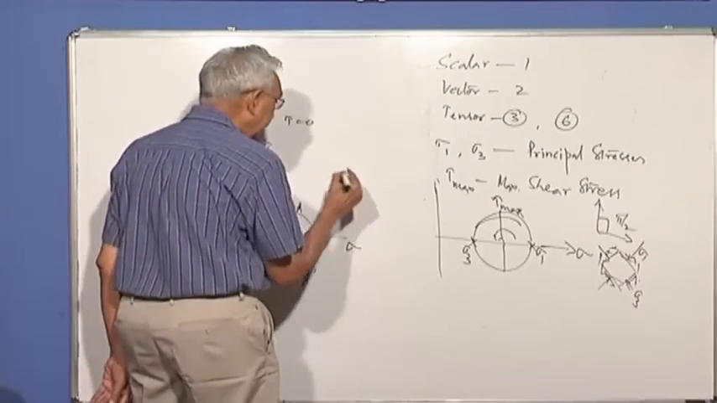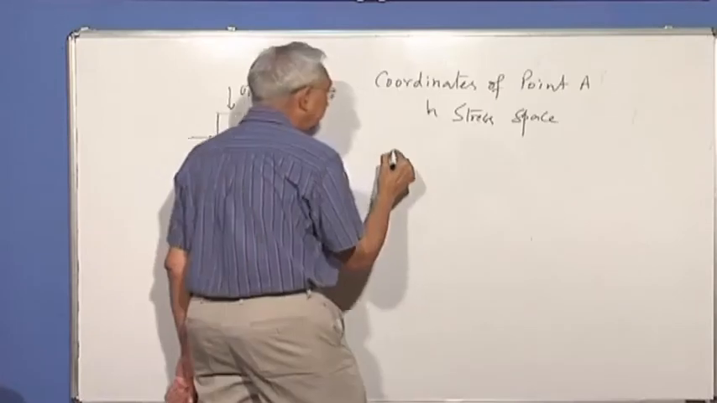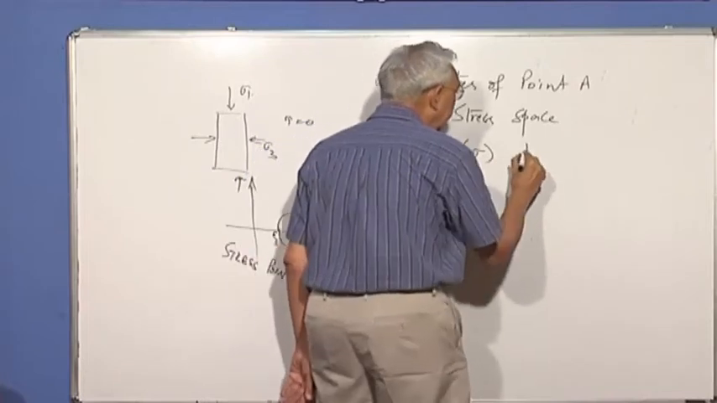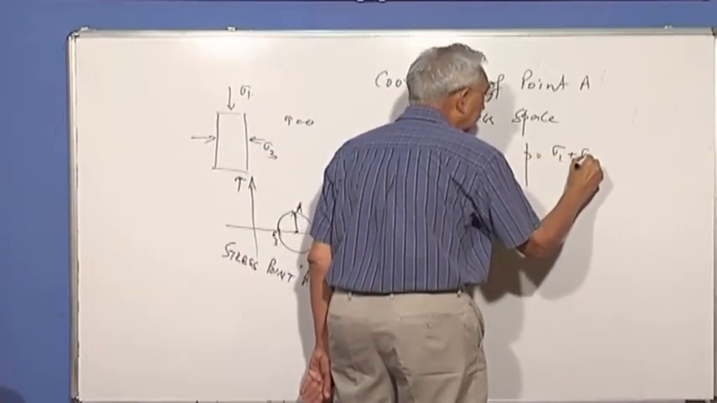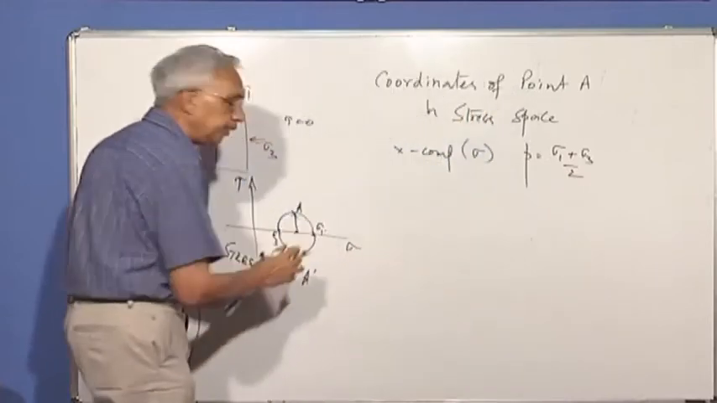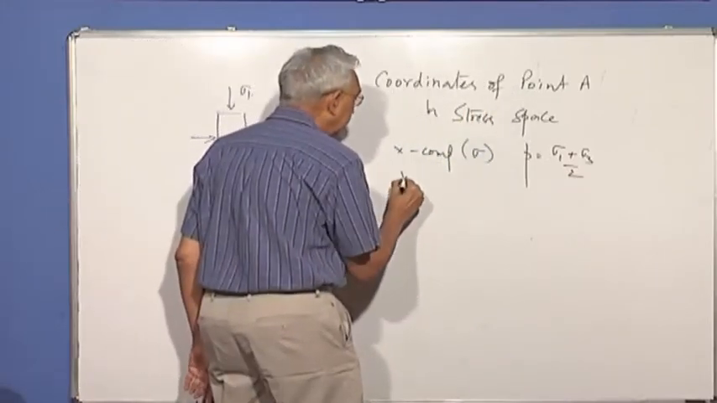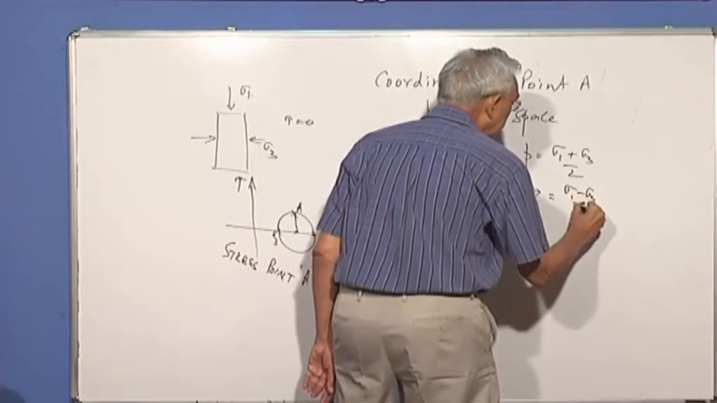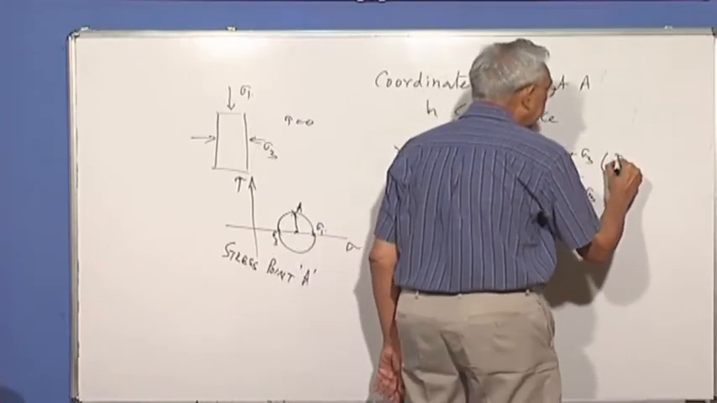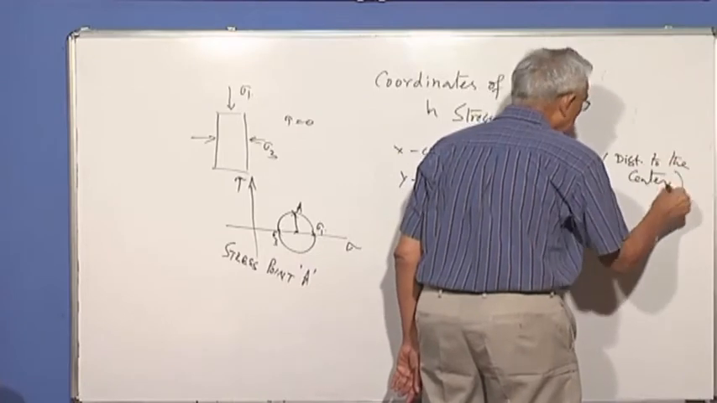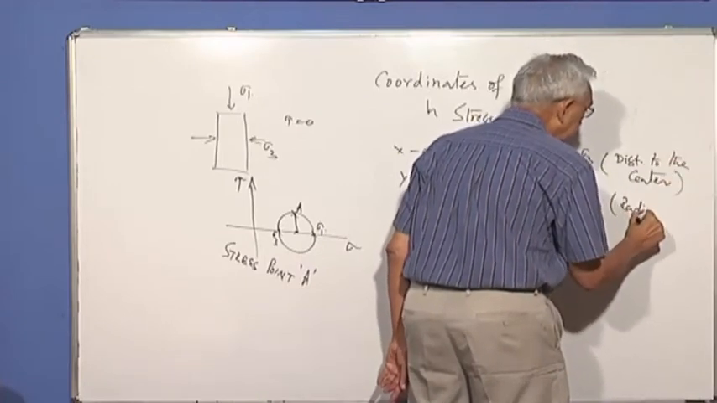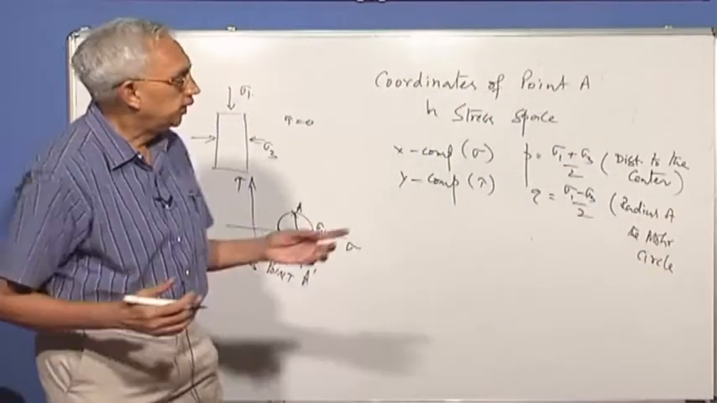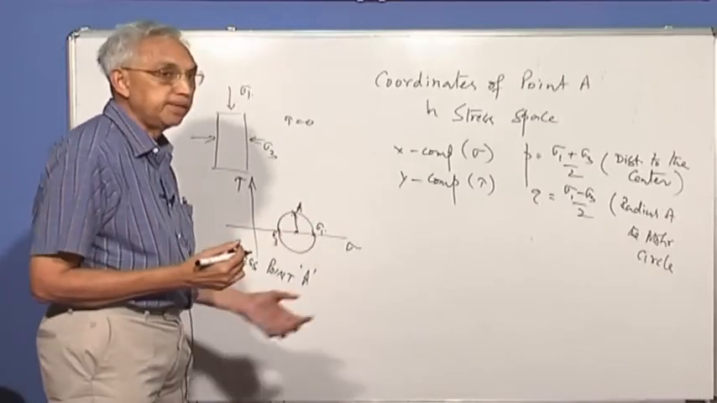What are the coordinates of A in the stress space? The x component, or shall we say the sigma component, I define as P, which is sigma 1 plus sigma 3 by 2, the average of the two principal stresses. The y component, the tau component, is Q, which is equal to sigma 1 minus sigma 3 by 2. This is the distance to the center, and this is the radius of the Mohr circle. So if I am given the two components, you know immediately how to locate the Mohr circle. The center and the radius are given.